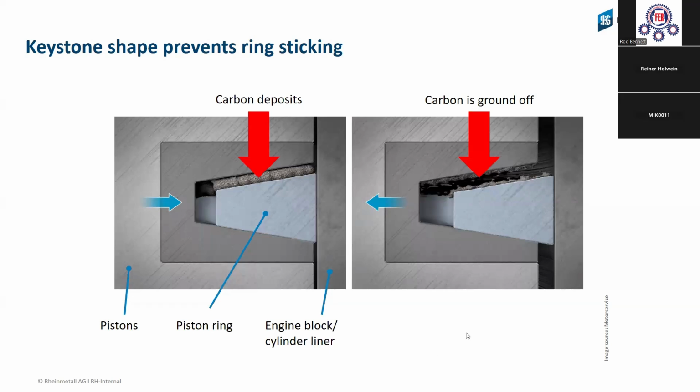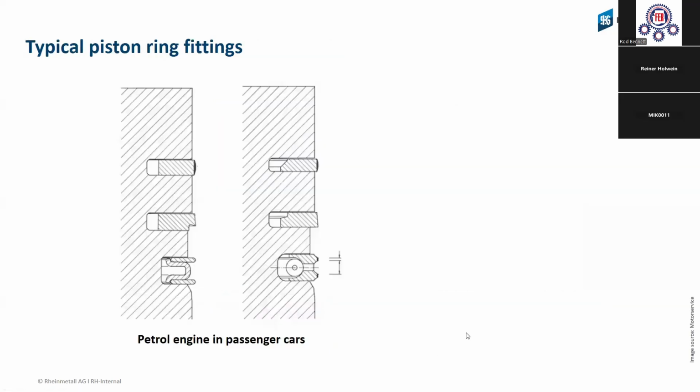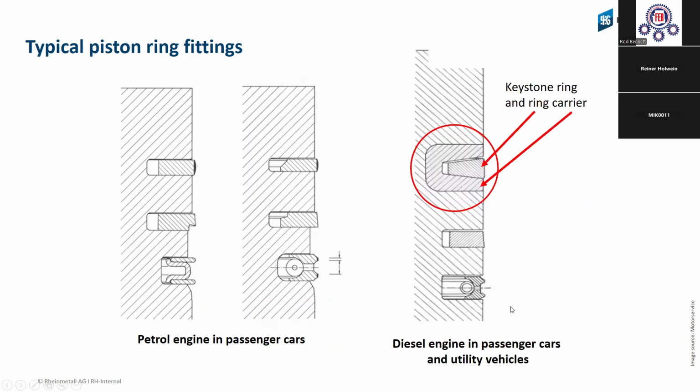On the next slide, you see an application from a petrol engine. And you see also in the top and the first ring, we don't have a keystone ring inside. This engine doesn't have problems with carbon. On the right side, this is a diesel engine. In this application, you will find a keystone ring and also a ring carrier to save the ring groove in the piston, because the pressure is higher and the temperature is different.